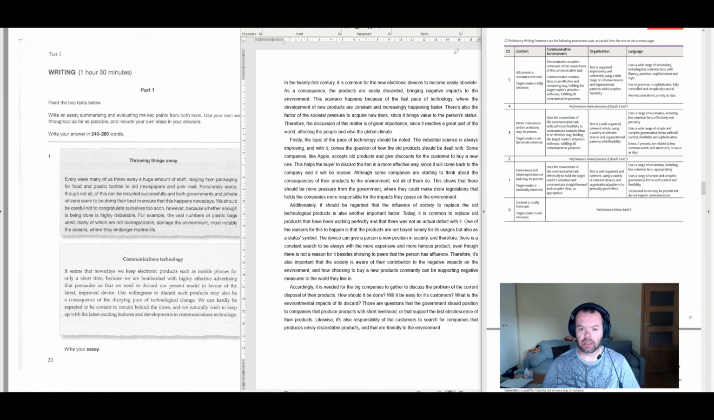So before we look at the student's response, it's very important to consider what the content points are going to be for the essay. C2 Proficiency essays are pretty complicated, so it's going to take us a few minutes to get just to the content points.